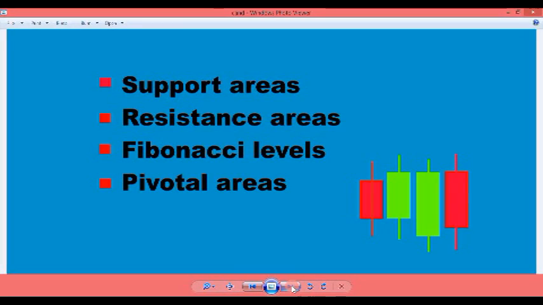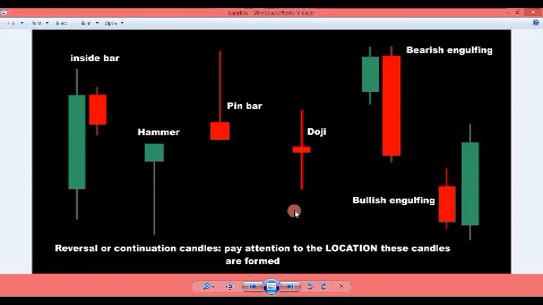For instance, you should look out for these candles when price goes to support areas. You should look out for these candles when price gets to resistance areas. These candles may say something meaningful that you might use in your trading or your entry decisions if they appear at certain Fibonacci levels or even pivotal areas. So you can't just see the candle anywhere and jump in. You should be able to locate them at resistance levels, support levels, or Fibonacci levels. That is when the candle makes much sense.